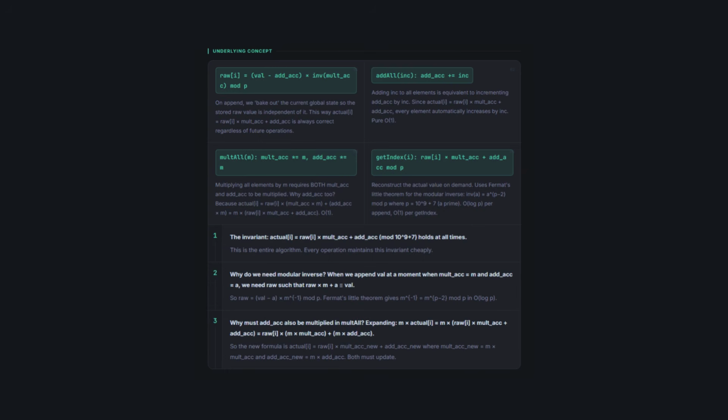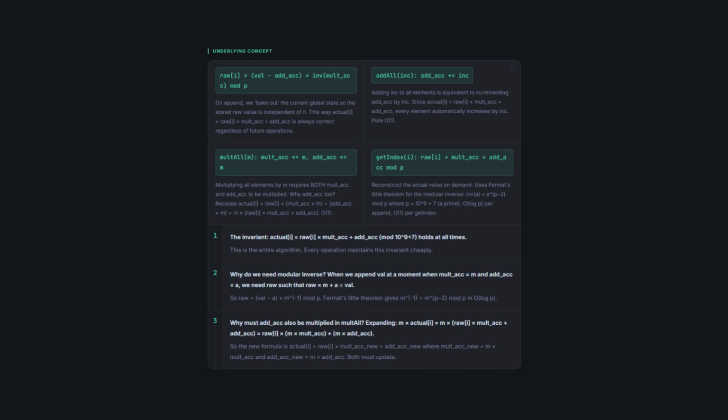Now let's understand the underlying concept. Instead of modifying every element, we maintain 2 global variables, a multiplier and an addition value. At any moment, the real value of an element follows this rule. The actual value equals the raw value multiplied by the multiplier plus the addition value. In simple words, we store the base value and the global variables represent all operations applied so far. This means we never update every element directly.